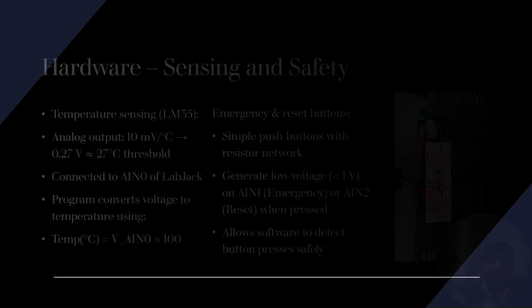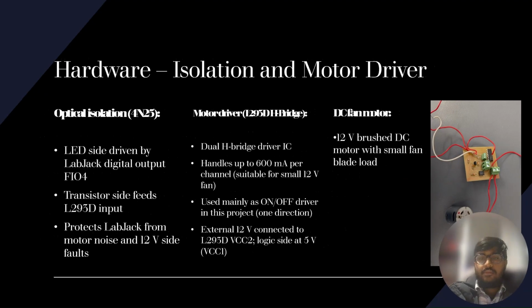On this slide, we will talk about hardware, how isolation and motor driver works. To protect the LabJack from the 12-volt motor side, we use a 4N25 opto-isolator. This separates the two ground systems and blocks noise or voltage spikes. The H-bridge, which is the L293D driver, handles the actual motor load. It supports up to 600 milliamps and includes internal clamp diodes for inductive loads. In our project, we only needed one direction, so we used it mainly as an on or off motor driver. The fan is a standard 12-volt DC motor.